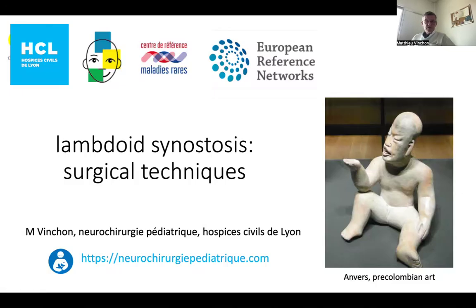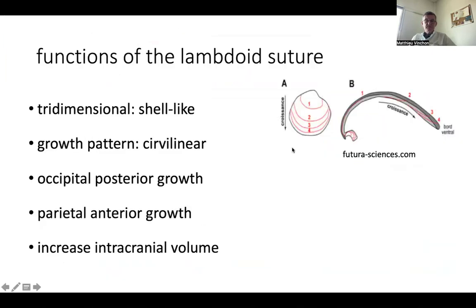Hello, our topic today will be lambdoid synostosis, which is a rare occurrence, but can be found in many different multiple synostosis in children, and it has a typical presentation with a telltale deformation of the occiput, as shown on the right. And we shall focus especially on different surgical techniques which can be used according to each individual case.